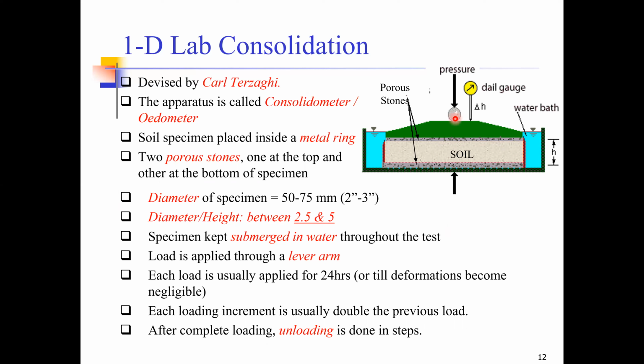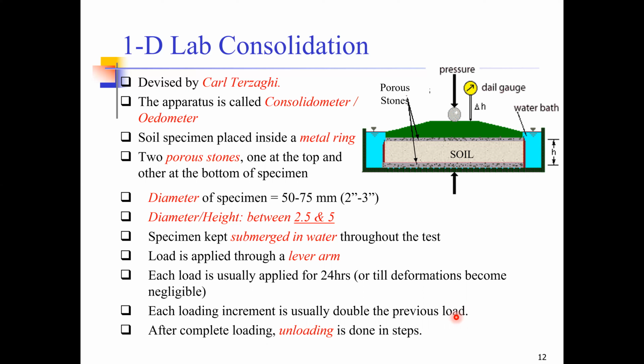The load is applied through a lever arm. Now, this is something that you'll learn more about in your lab, how the load is applied. And then each load is applied for 24 hours or till the deformation becomes negligible. Each loading increment is generally double the previous loading increment. It means if first you applied 10 kilograms of load, the second would be 20 kilograms, third would be 40, 80, 160 kilograms, and so on.